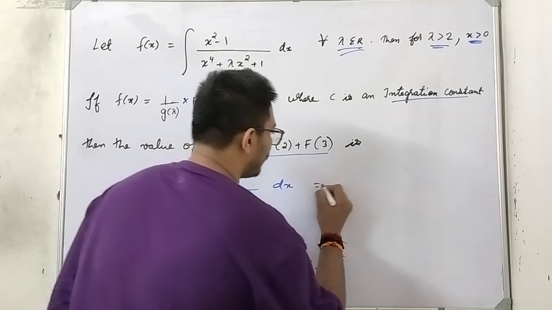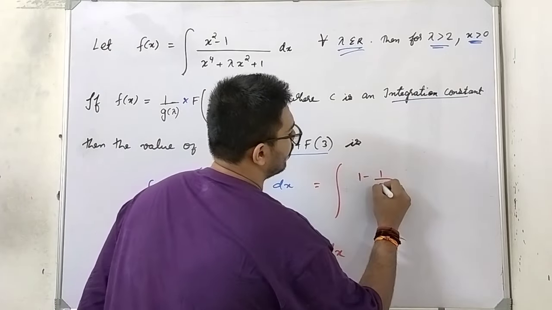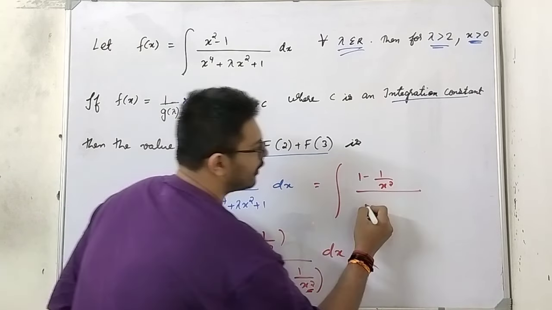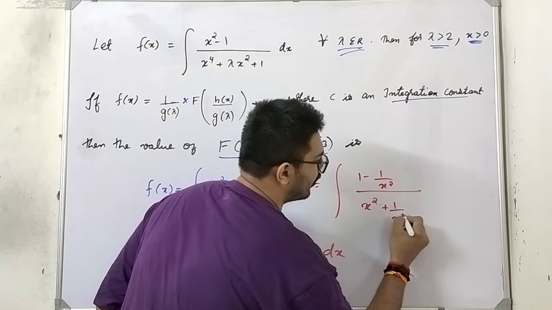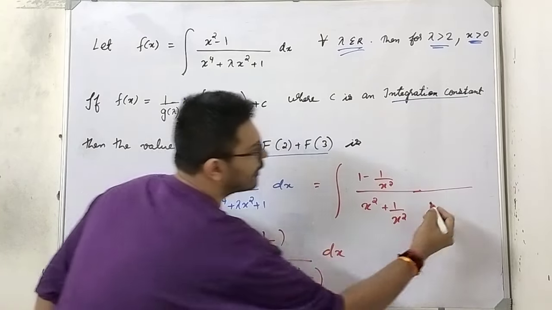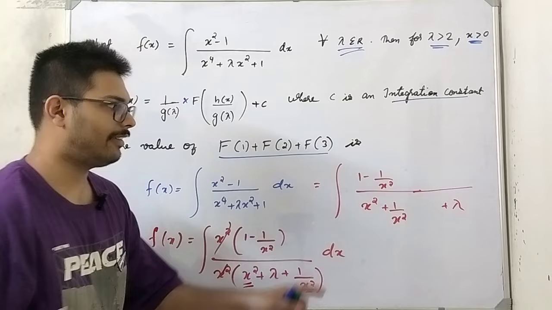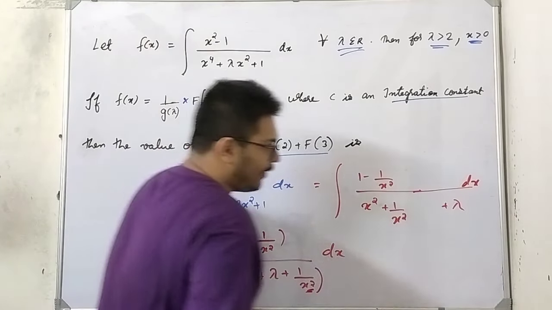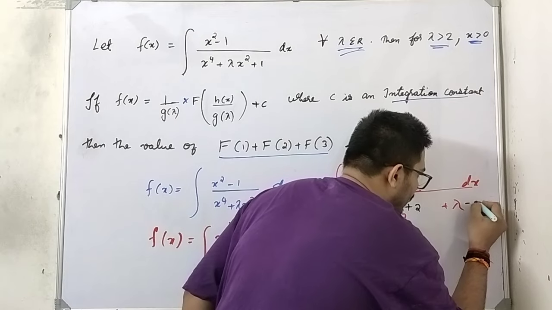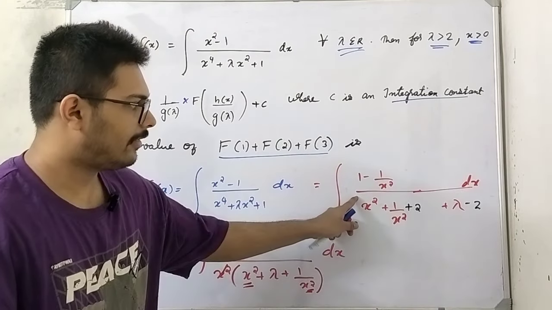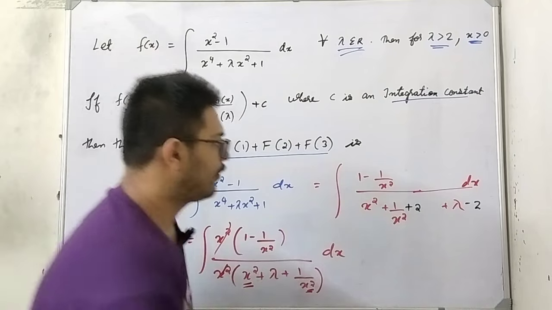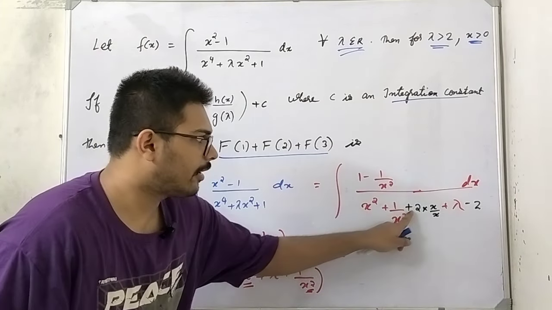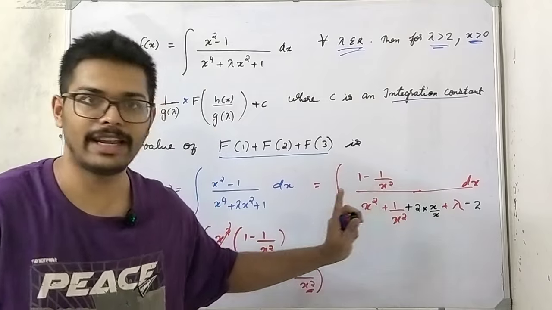Now I am writing the integral of 1 minus 1 by x square divided by, can I group these values together? I can group it as x square plus 1 by x square. Now I am leaving some space here. If I add a 2 and subtract a 2, what is the difference? This is of the form x square plus 1 by x square plus 2 into x by x. So a square plus b square plus 2ab, when you multiply these two, you will get it.